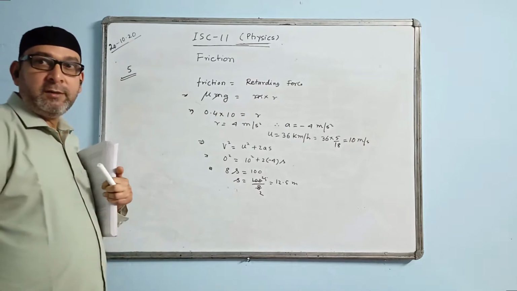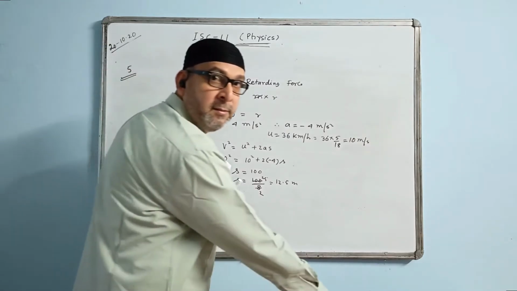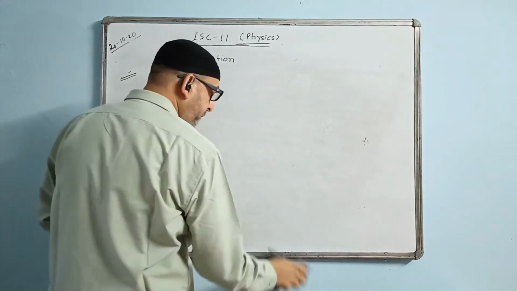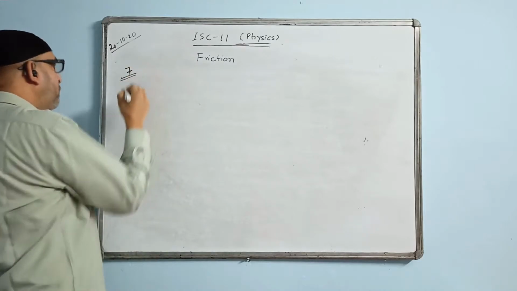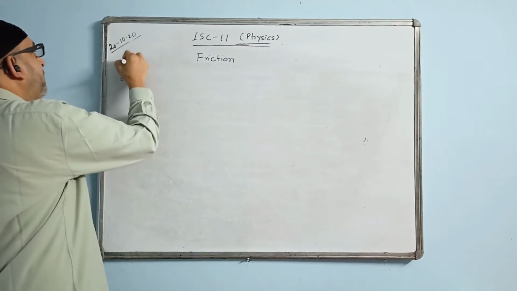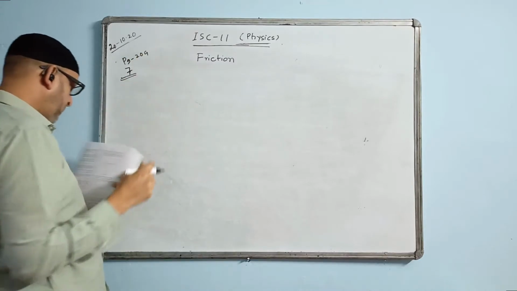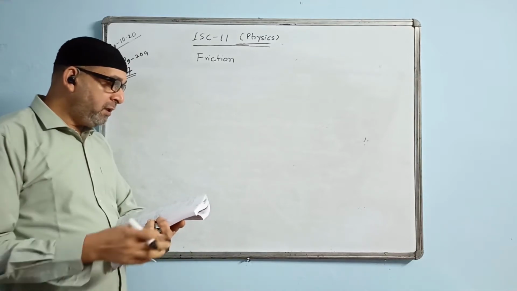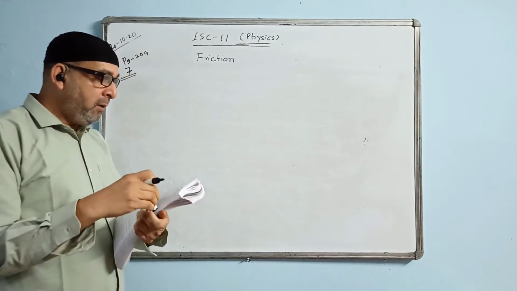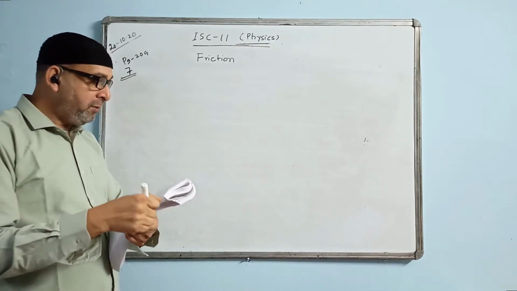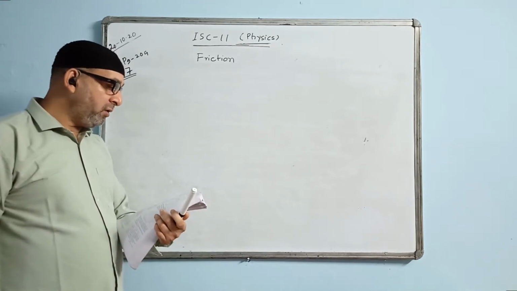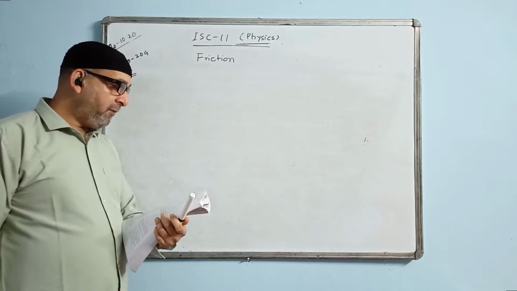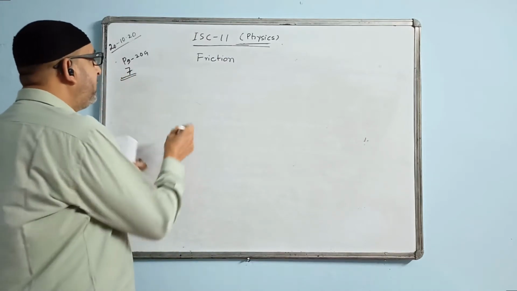Now the next question is question number 7, of page 209. So I read the question. Question says a 250 kg sledge is pulled at a constant speed over a sheet of ice by a rope that makes an angle of 60 degree with the horizontal. If the coefficient of friction is 1 by root 3, find the force required. We draw the diagram.